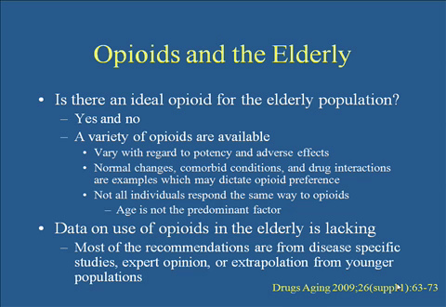Data on use of opioids in the elderly is lacking. I think that's true for other medication classes as well. But most of the recommendations for opioids are from disease-specific studies, for example, in the field of oncology. They come from expert opinion or simple extrapolation from younger populations.